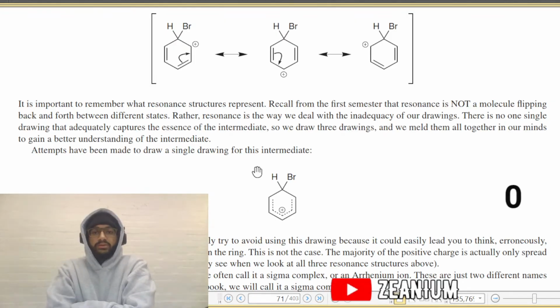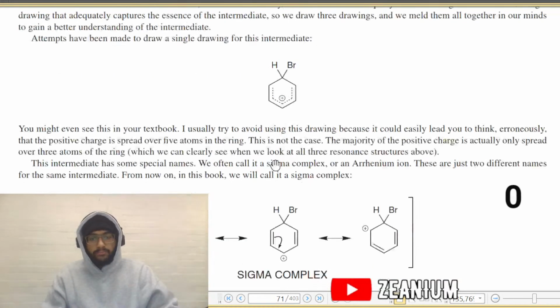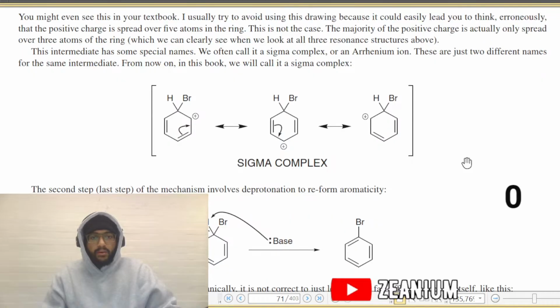It is important to remember what resonance structures represent. Recall from the first semester that resonance is not a molecule flipping back and forth between different states. Rather, resonance is a way we deal with it. So it's just doing resonance. Okay, so it's called the sigma complex, the resonance hybrid.